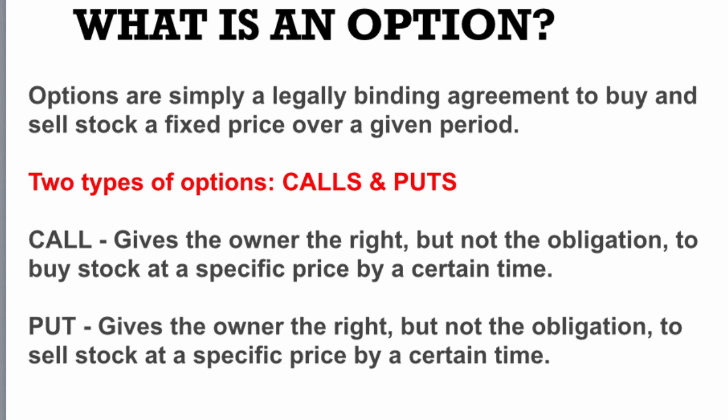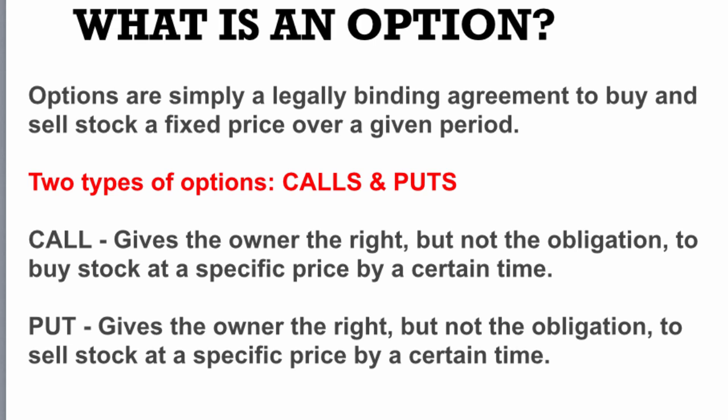What is an option contract? Well, options are simply a legally binding contract agreement between a buyer and a seller to buy and sell stock at a fixed price over a given period. And that's the difference here between options and stocks in general. It's that you agree on a fixed price and a fixed period, and then the market can change after that. So there are two types of options out there. There are calls and there are puts.